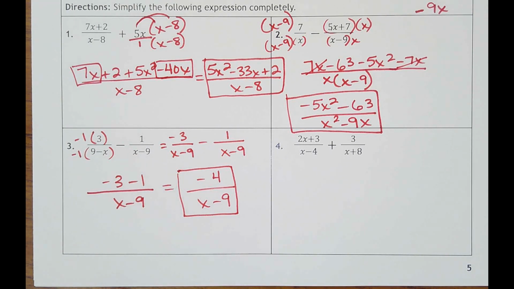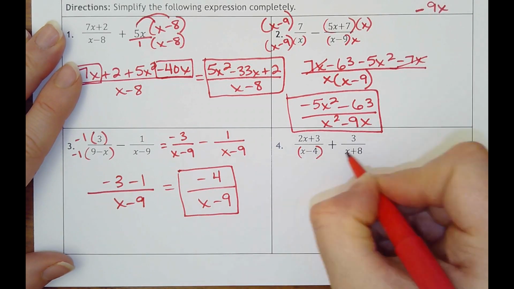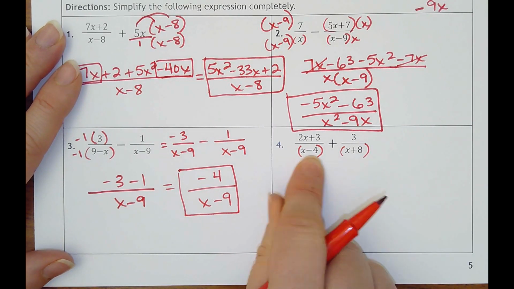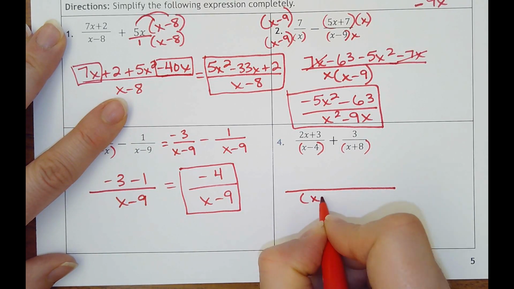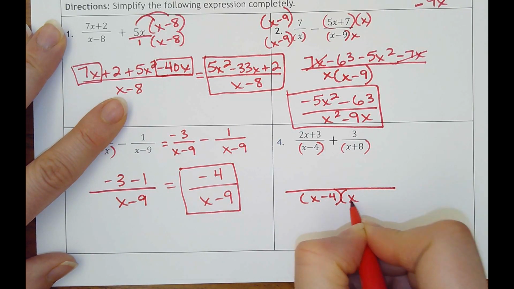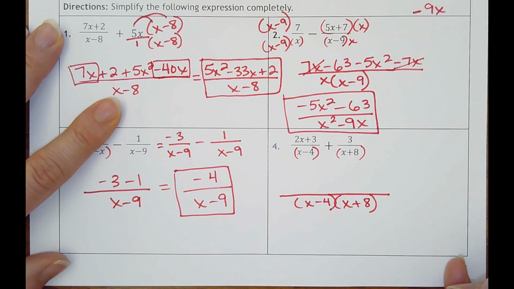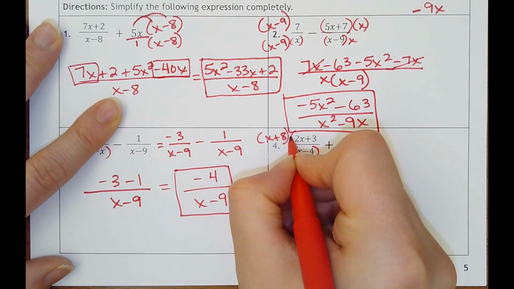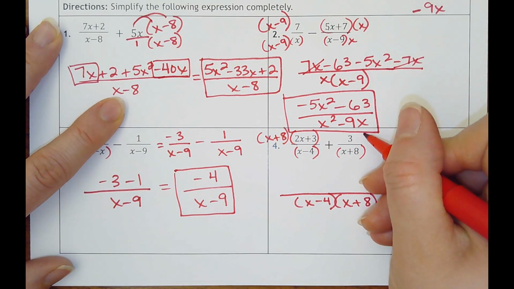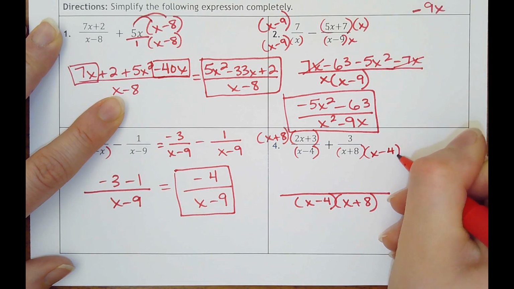And then number 4 has 2 totally different factors. One is x minus 4, one is x plus 8. So my common denominator is going to be x minus 4 times x plus 8. And so this has the x minus 4. This needs a times x plus 8. This has the x plus 8. It needs times an x minus 4.